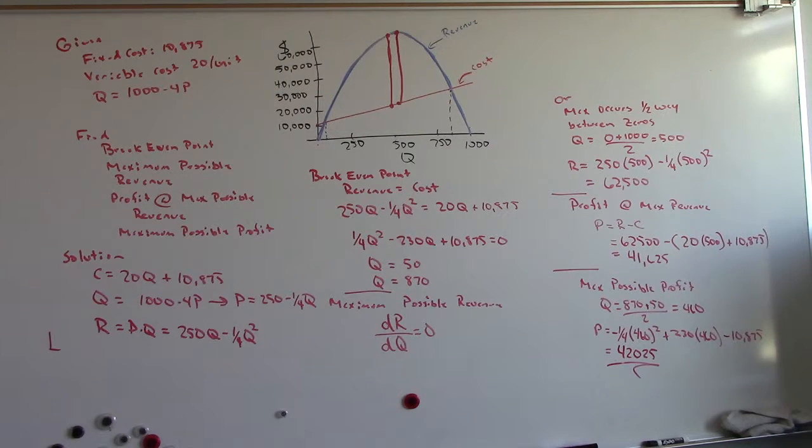In addition to this, and this is probably where this problem is particularly challenging, the revenue is defined as the price times the quantity. In this case, we know that the price is defined from this equation, the quantity is the independent variable. Therefore, what we see is that when we take price times quantity, we end up with 250 times the quantity minus 1/4 of the quantity squared.